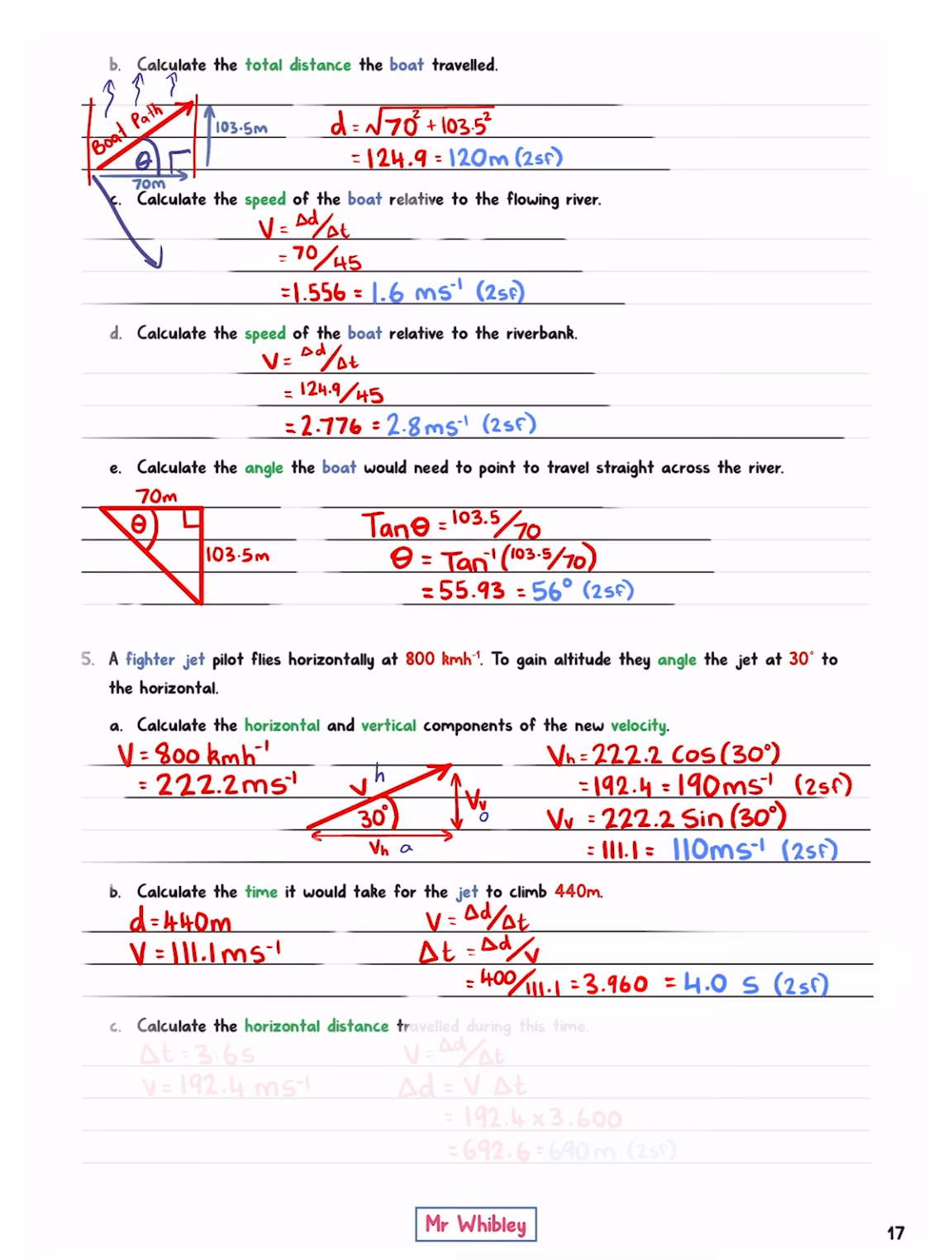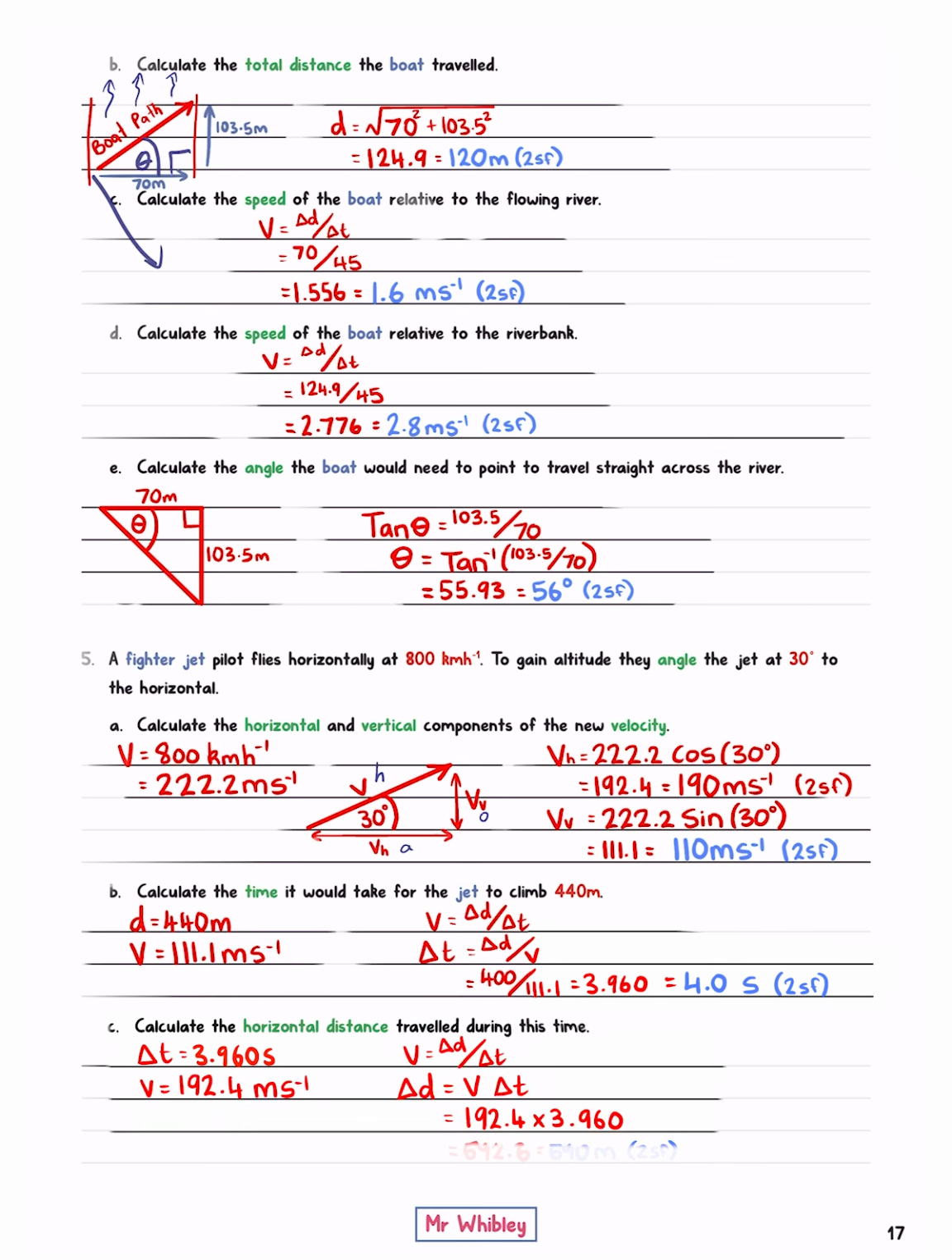Calculate the horizontal distance travelled during this time. Our time is 3.960 seconds, and our horizontal velocity is 192.4. Once again, using our velocity equation, rearranged for d this time, putting our numbers in, gives us 761.9 or 760 meters to two significant figures.